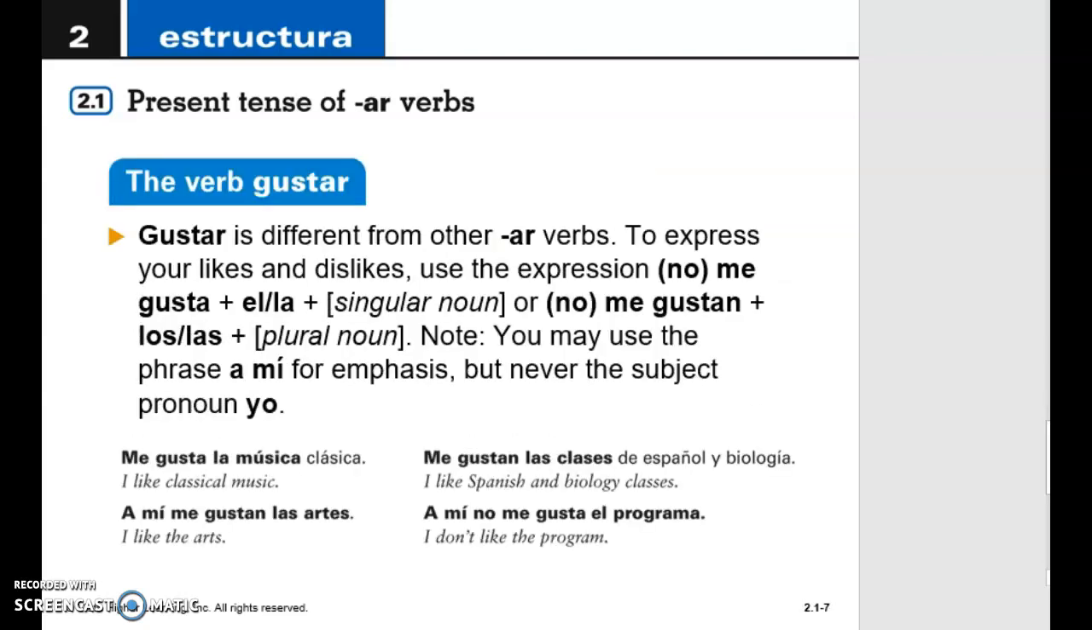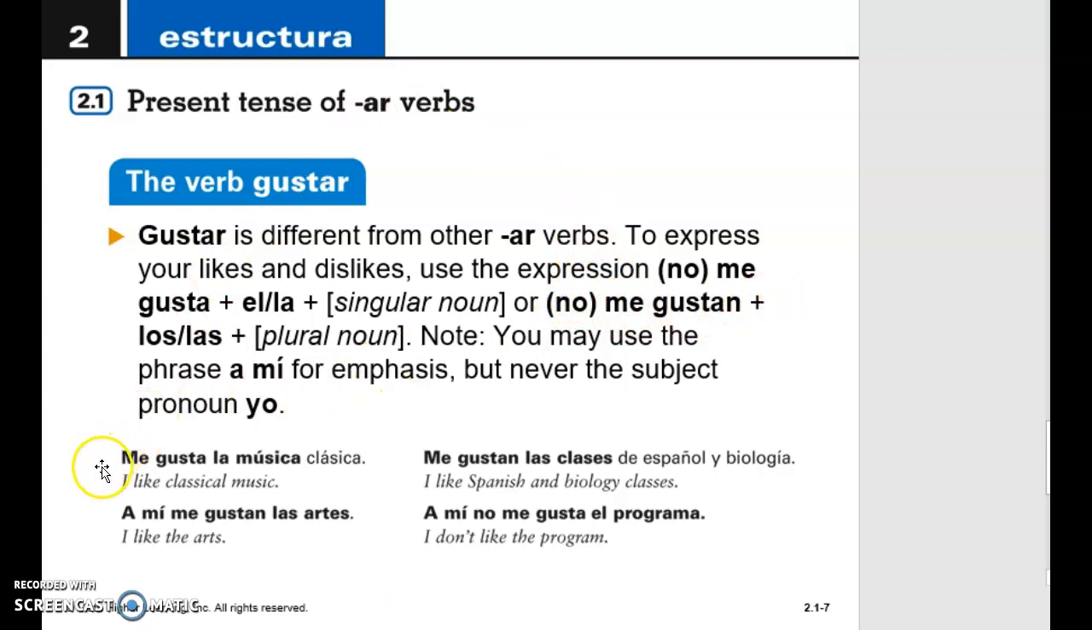Now, gustar is a different verb. Gustar is an irregular verb, and we're going to have to remember how to use this itself because it doesn't really follow the form that I'm talking about. So you're going to remember to use me gusta for something that you like and that is singular. You can say me gustan when that is plural. But if you want to make that negative as well, you're going to say no me gusta, talking about something in singular, or no me gustan, talking about it in negative but in plural.